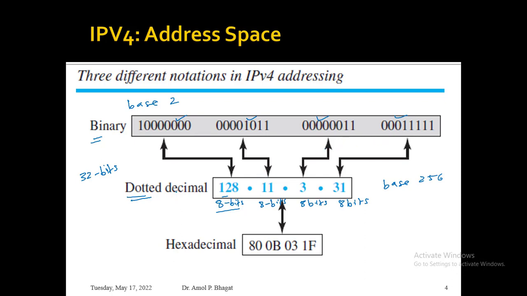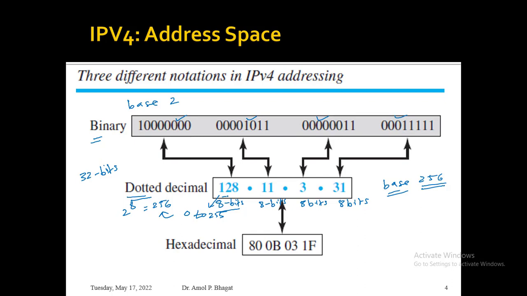So in case of dotted decimal notation, each octet is of 8 bits, so 2 raised to power 8 is nothing but 256. So this value can vary from 0 to 255, total 256 values can be there. Therefore its base has been indicated as 256.